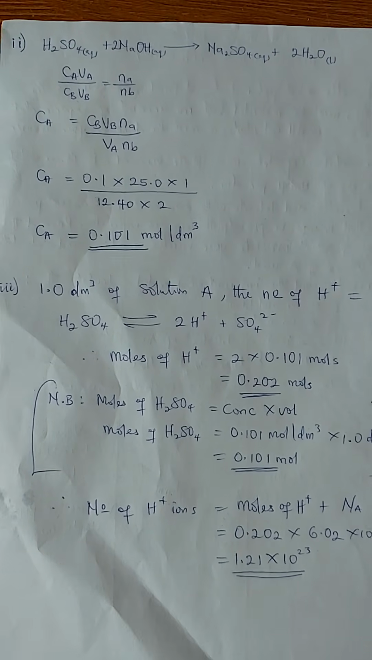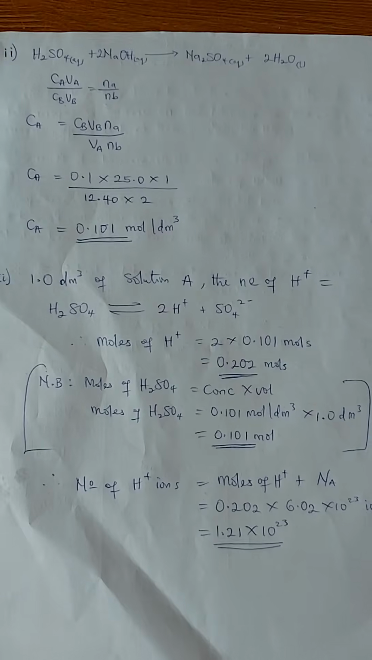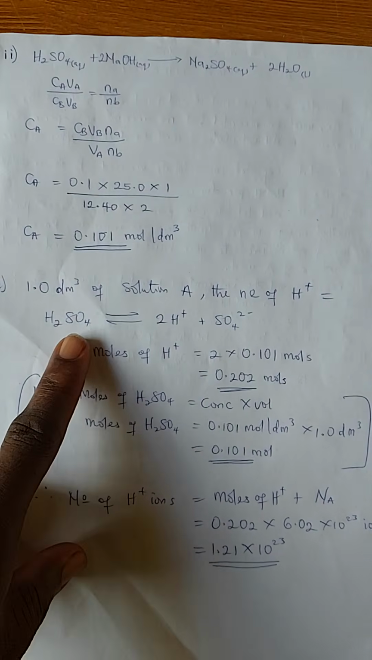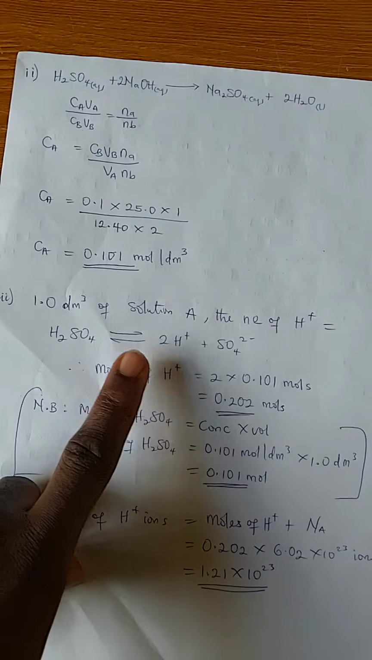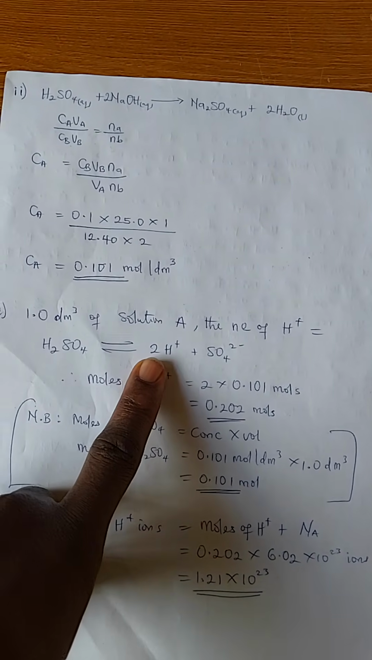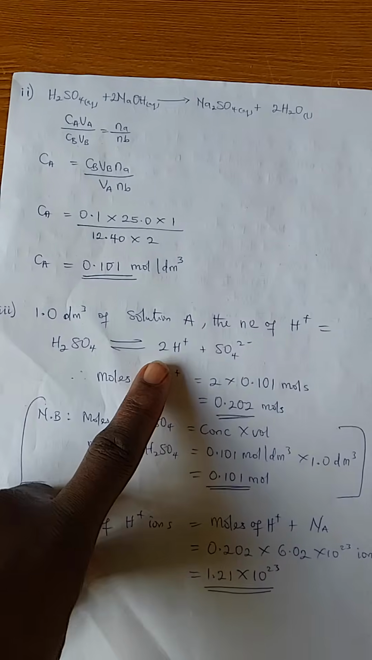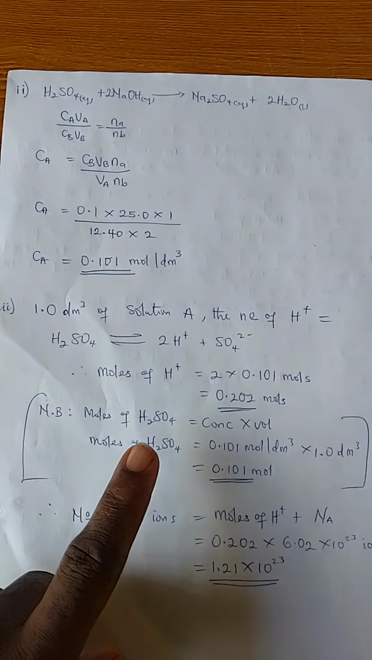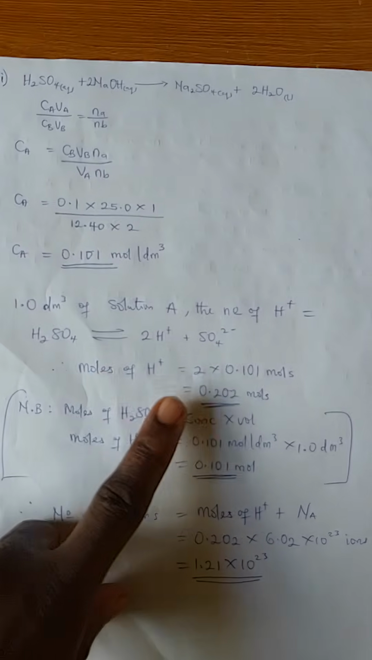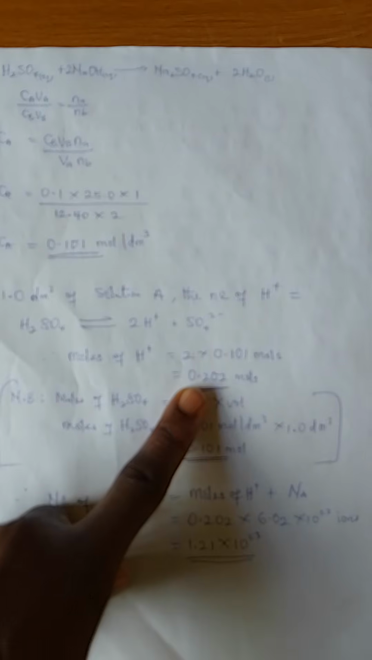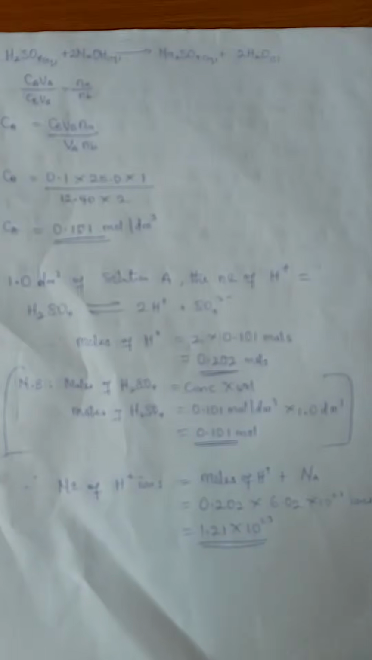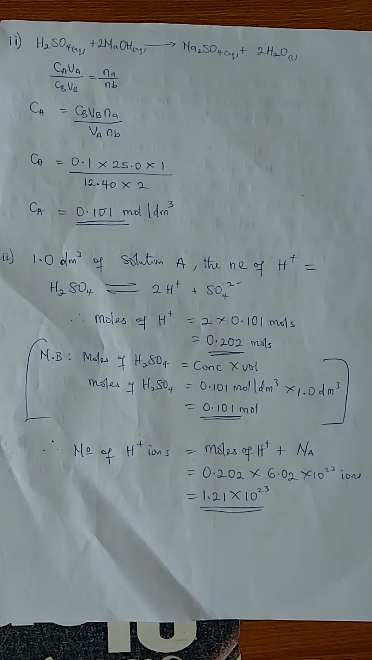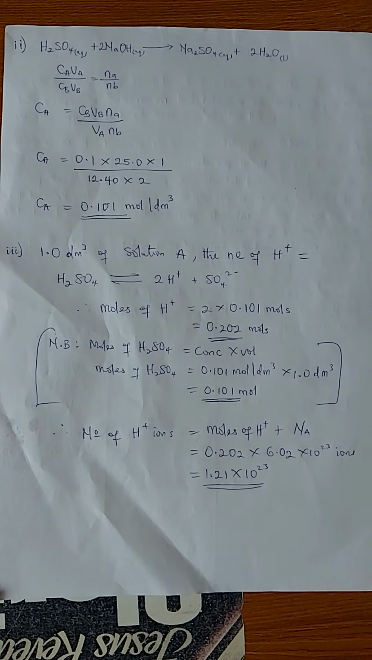Okay, now coming to find the number of hydrogen ions in that solution A, the first thing you are going to do is to dissociate that acid. And of course, you can see it's dibasic in nature, and if it's dibasic in nature and the concentration is 0.101, you have to multiply by 2. Okay, that's what I did here, to give you 0.20. Are we together? Then apply the formula as you see here. Okay, that's how simple it is.